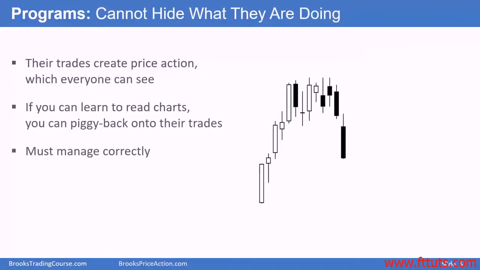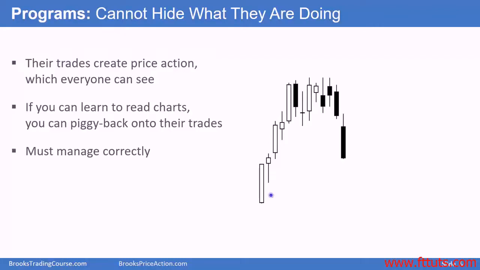All the institutions run programs. They all have automated trading. Many of them also have discretionary trading, where traders sit in front of a screen, the way I sit in front of a screen and place trades. But most of the volume that we see traded every day in the E-mini is traded by programs. And those trades, everybody's trades, create price action, and everyone can see it. And if you learn how to read the charts, you can piggyback onto their trades. But it's really important to learn how to manage your trades closely.